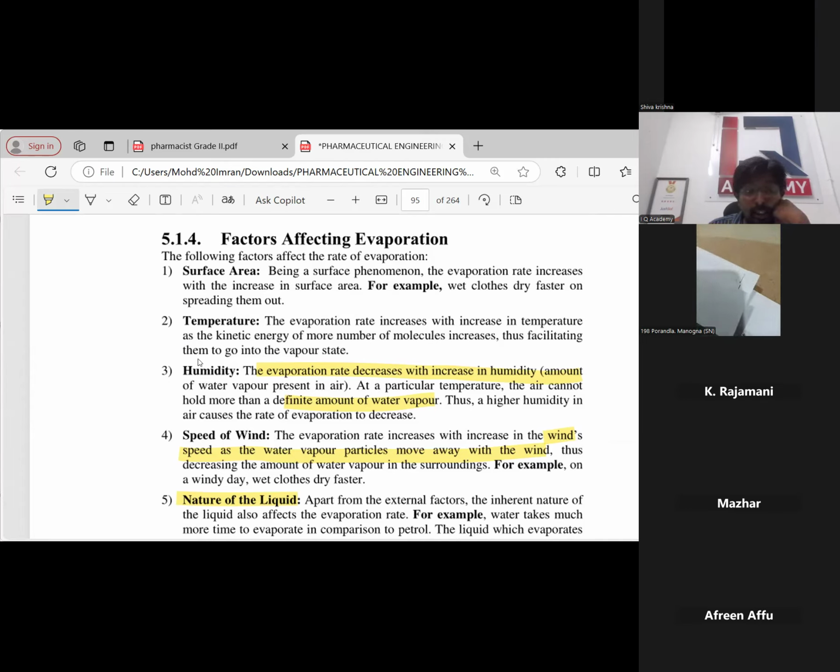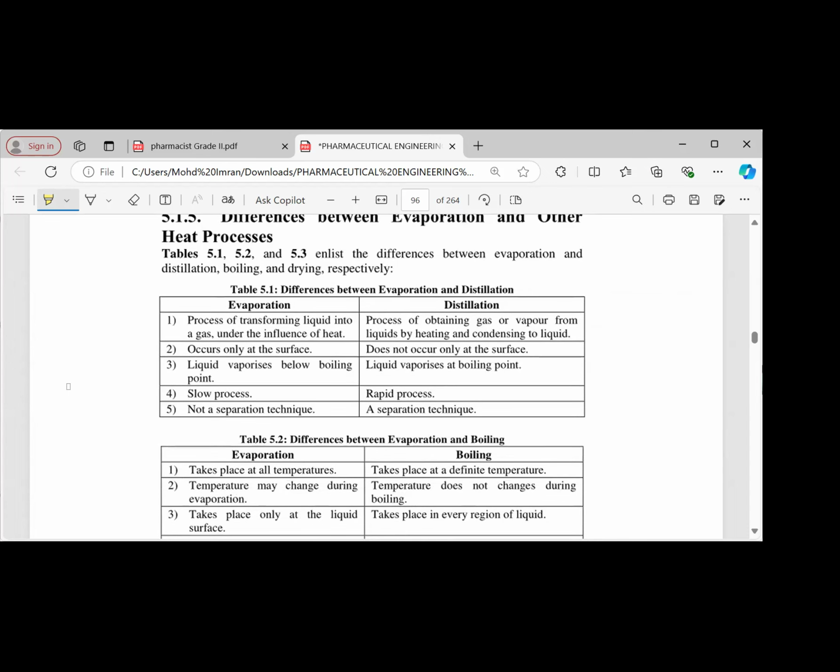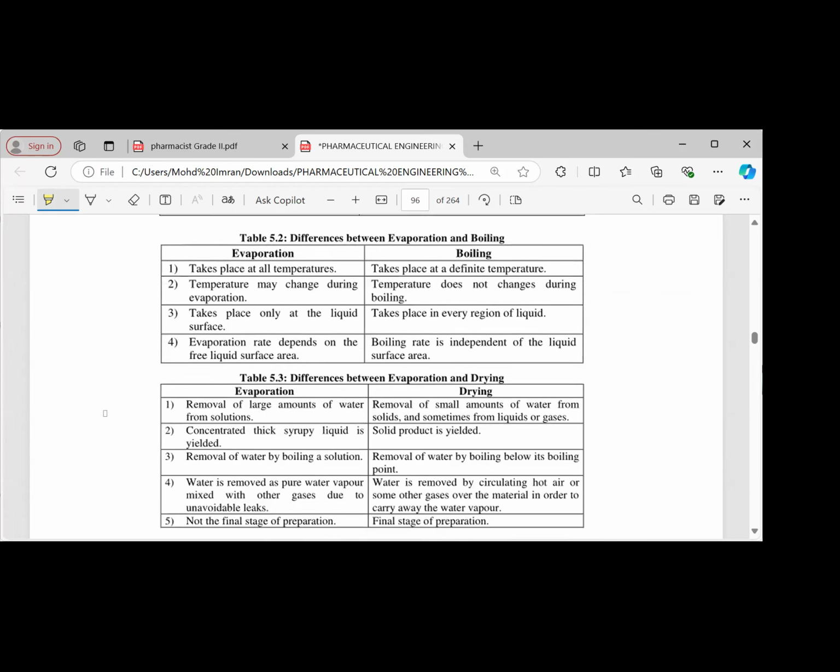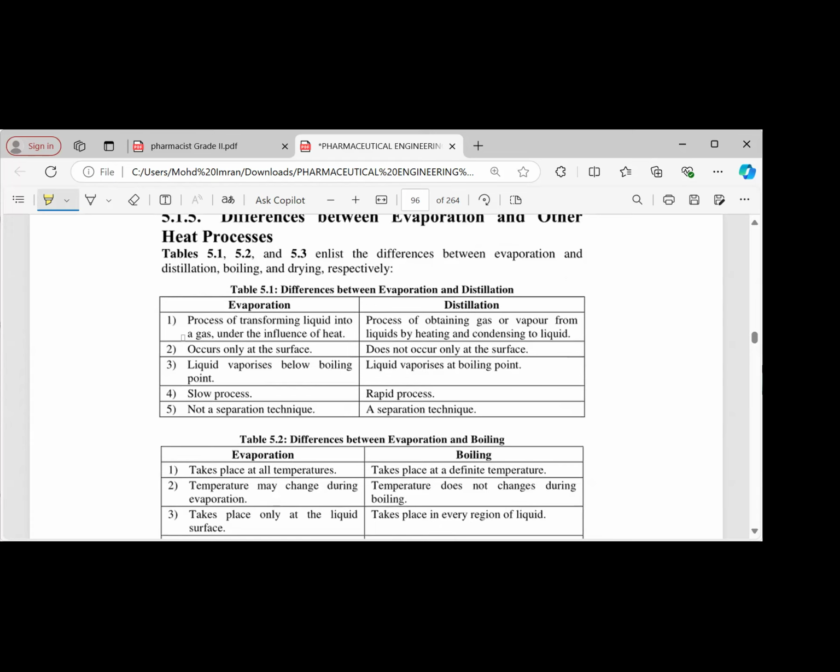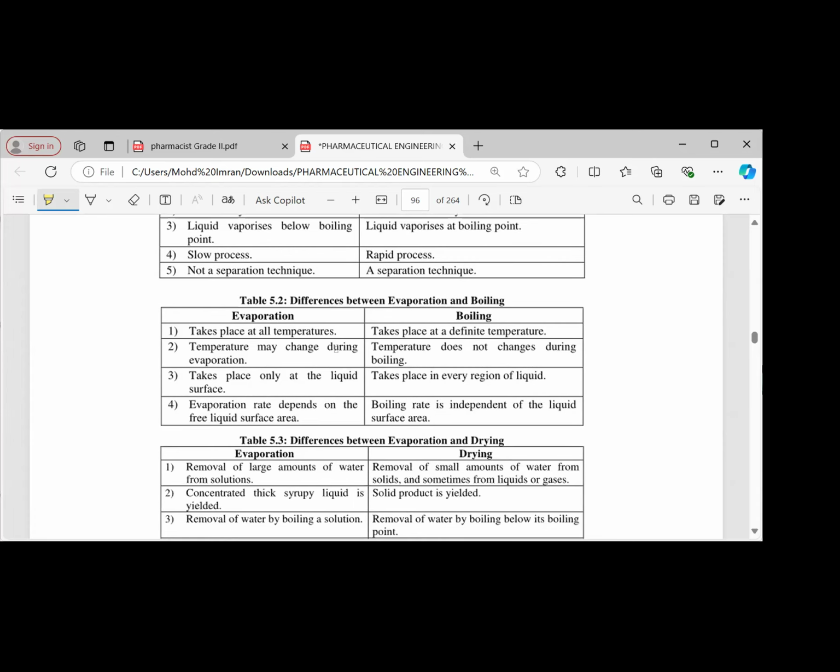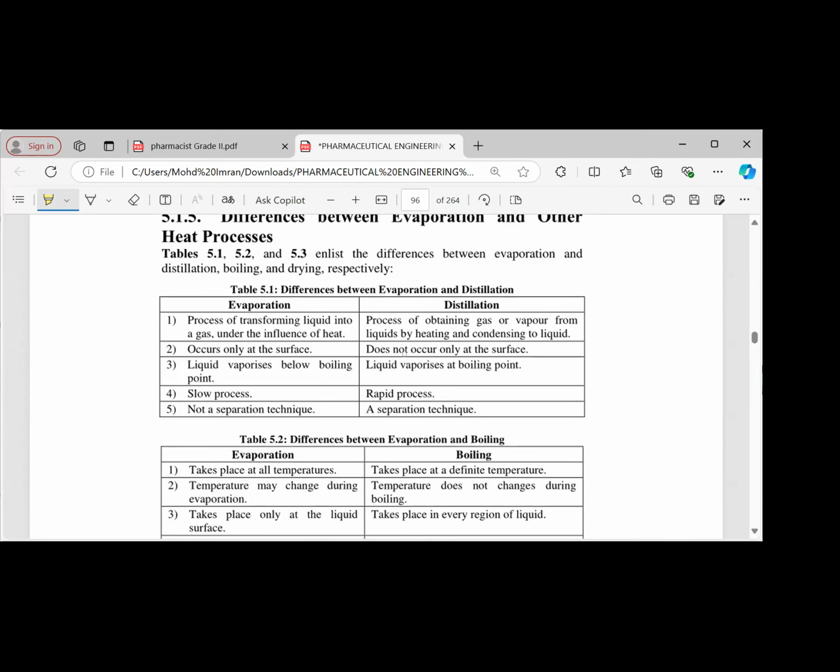Thanks a lot. Next, the basic thing: difference between evaporation and distillation, difference between evaporation and boiling, difference between evaporation and drying. Why are we seeing these differences? The first reason is that in all these unit operations, evaporation, distillation, boiling, and drying, we are using heating as a source. So what is the major difference? In evaporation, the process of transforming liquid into vapors under the influence of heat takes place. But in distillation, these vapors are condensed back, right? Distillation is a purification technique. So that's the basic difference.